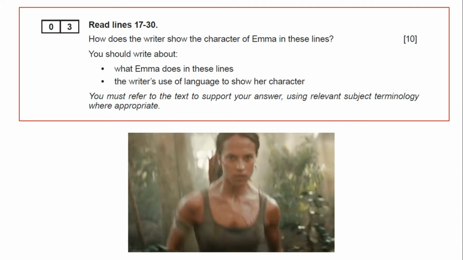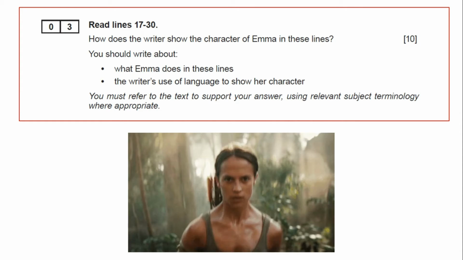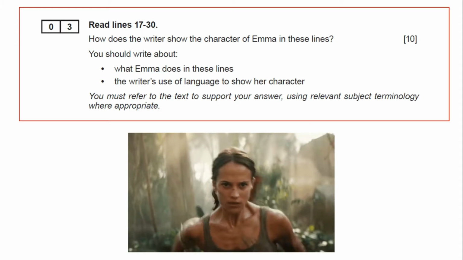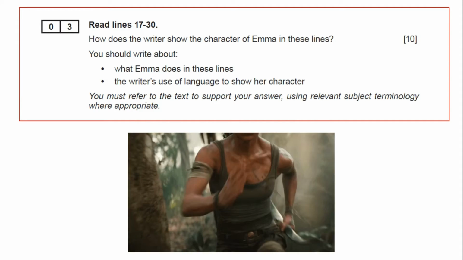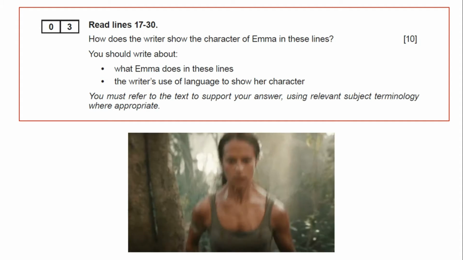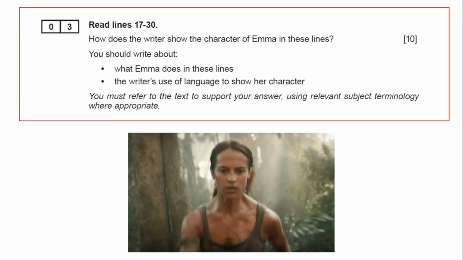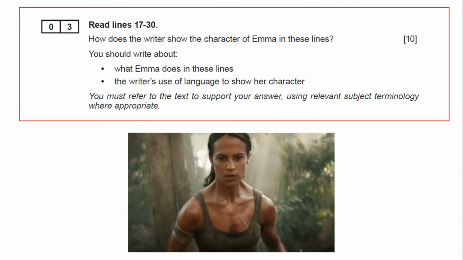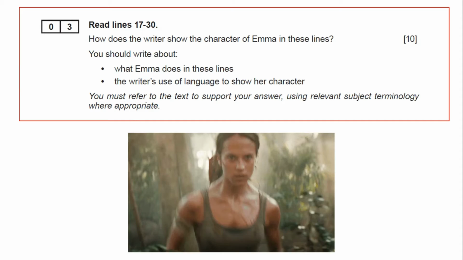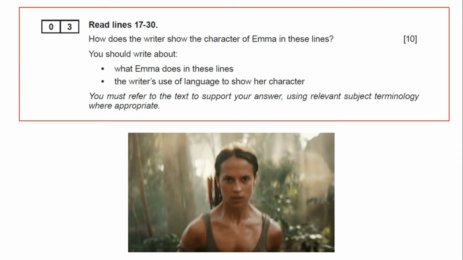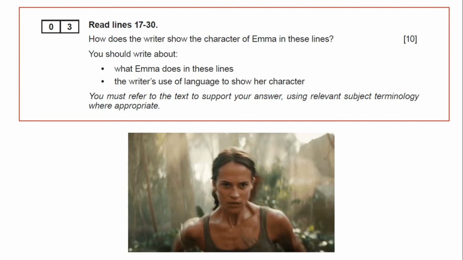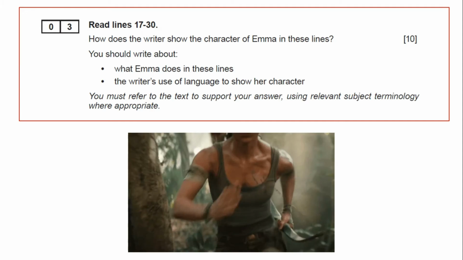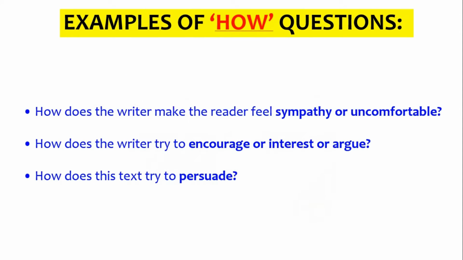Okay, next question. Question 3 is the first of the how questions. So I'm looking at how the writer does something, and this question is, read lines 17 to 30. How does the writer show the character of Emma? You basically have to say what Emma does in these lines, and then how the writer, whatever the writer said about her, how they've made them look. It's a 10-mark question. You must refer to text to support your answer.